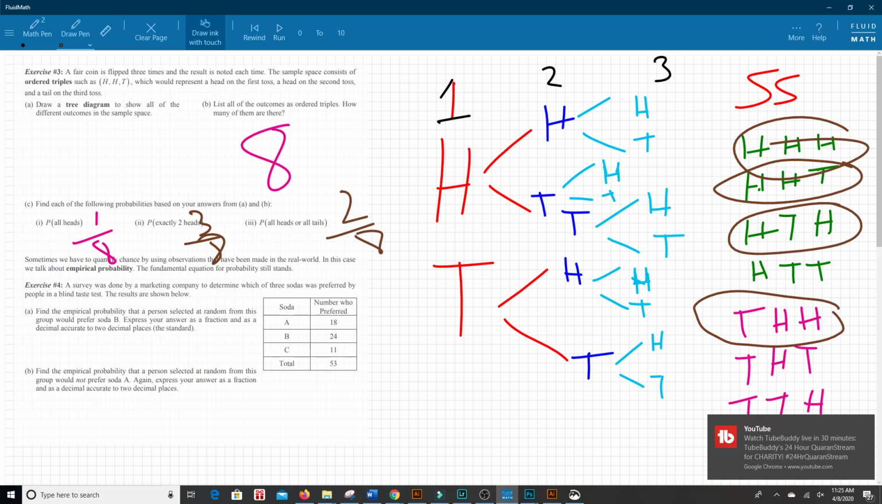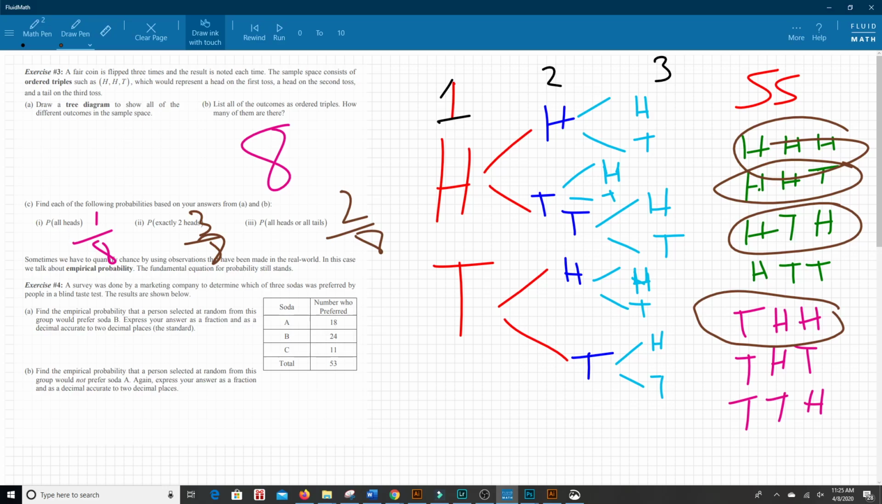Exercise 4. I'll read the exercise, and that'll be the first one I continue with tomorrow, or Thursday, or Friday. So sometimes we have quantities. Sometimes we have to quantify chance by using observations that have been made in the real world. In this case, we talk about empirical probability. The fundamental equation for probability still stands.